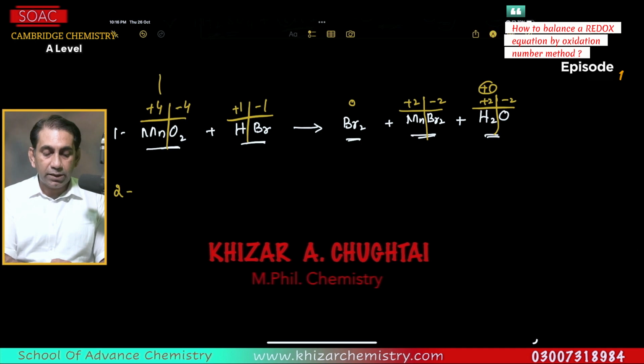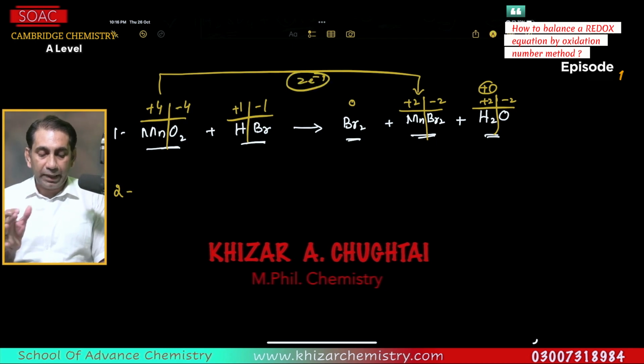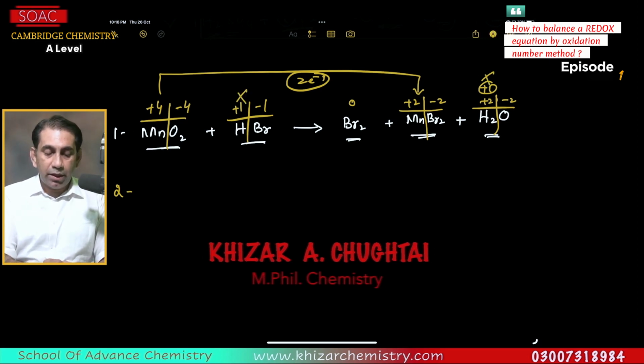In case of manganese, initially +4, finally +2. So basically it has gained 2 electrons. 2 electrons have been gained by Mn. There is no change in hydrogen oxidation state. There is no change in the oxidation state of oxygen. And now come towards Br. Br is changing its oxidation state.